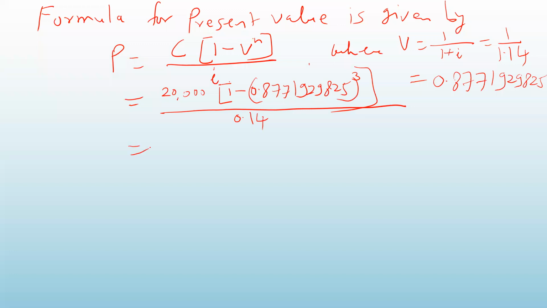Now see here, this number is very big. It is already on your screen. When you have calculated 1 divided by 1.14, this is already on the screen of your calculator. So this raised to power 3, you don't have to type it again. You can take its power 3. Raised to power 3, that gives you 0.6749715163.